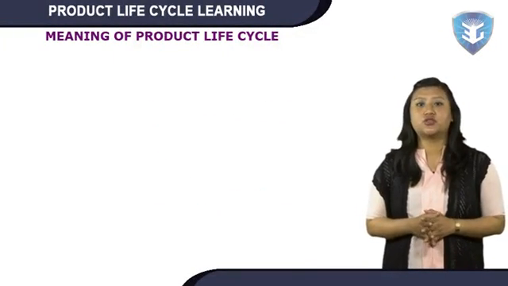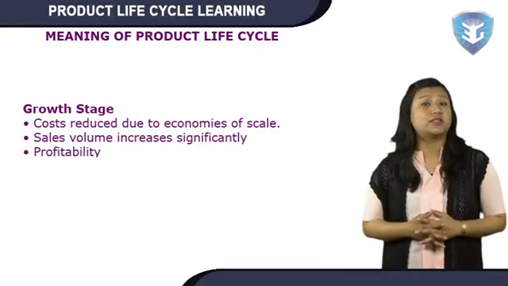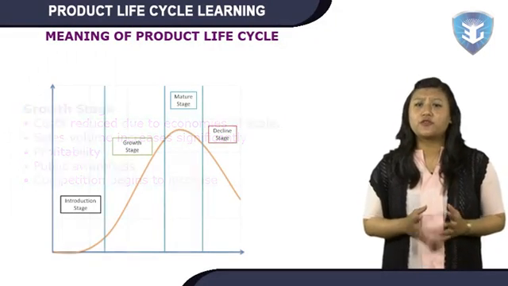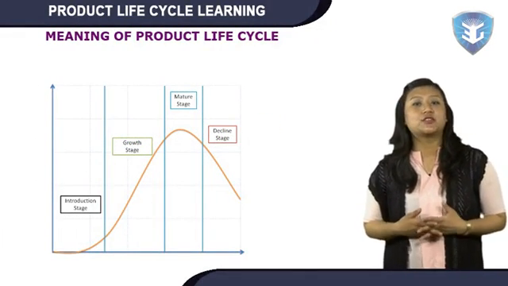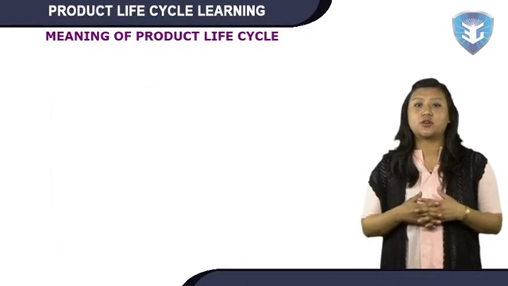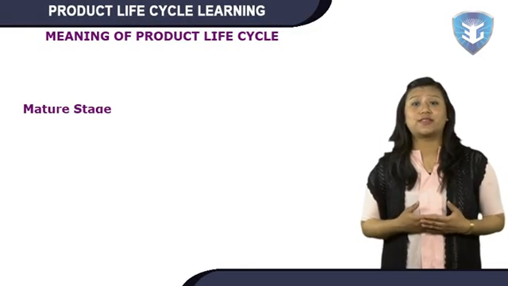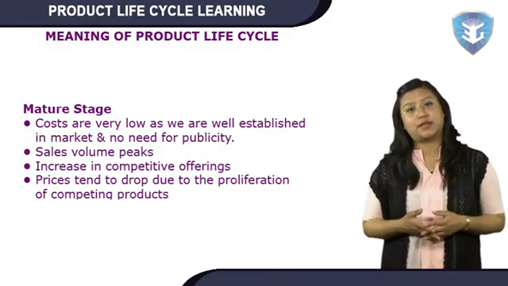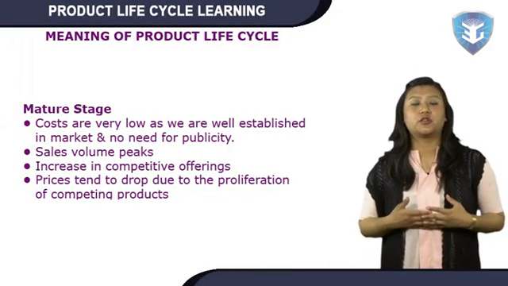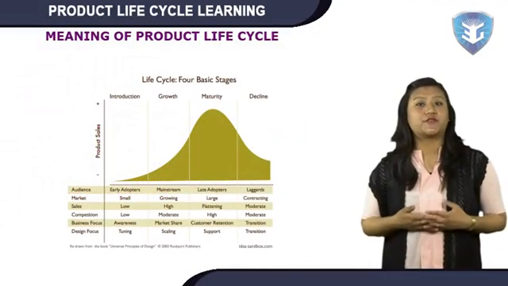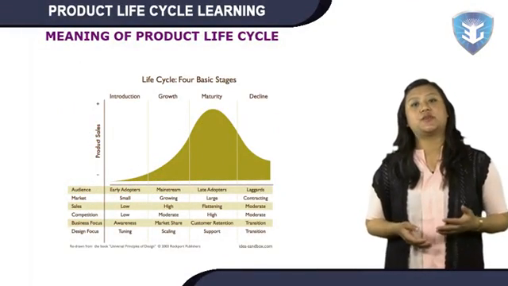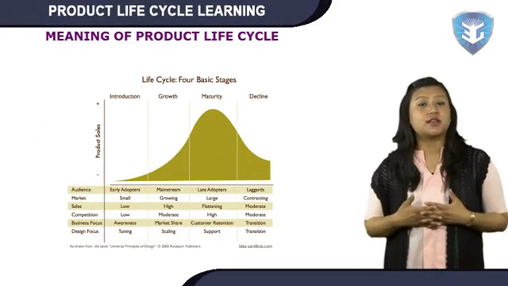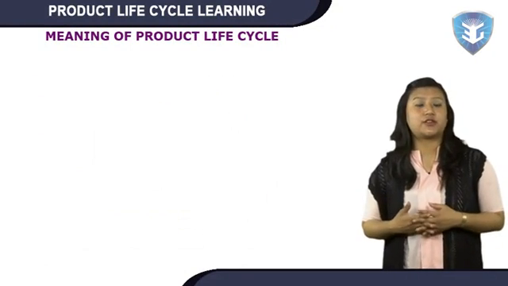The cost is reduced due to economies of scale, the sales volume increases significantly, there is profitability, and there is public awareness. The competition begins to increase with a few players in the market, with prices set to maximize market share. Then the mature stage. Costs are very low and we are well established in the market and there is no need for publicity. The sales volume peaks, there is an increase in competitive offerings, and prices tend to drop due to the proliferation of competing products. Brand differentiation and feature diversification, as each player seeks to differentiate from competition with how much product is offered. Industrial profits go down.